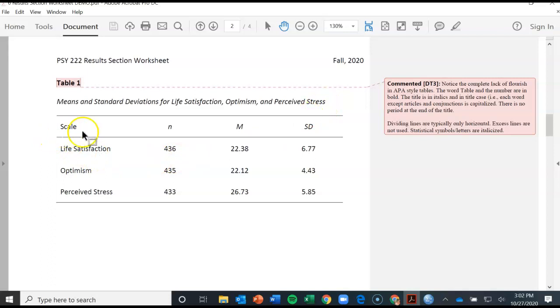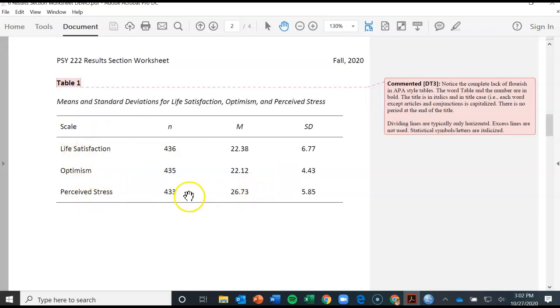You have your column labels bordered by a top border and a bottom border only. Now, if I were in Word, and I'm going to do a separate demo to show how to do this in Word, you would note I built a table.